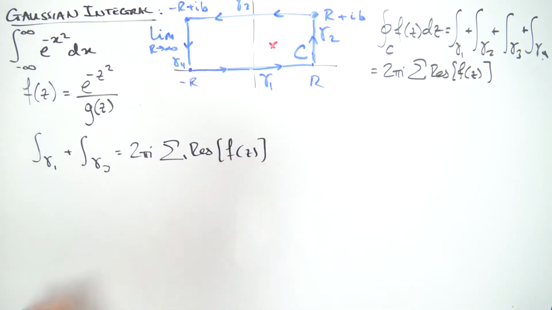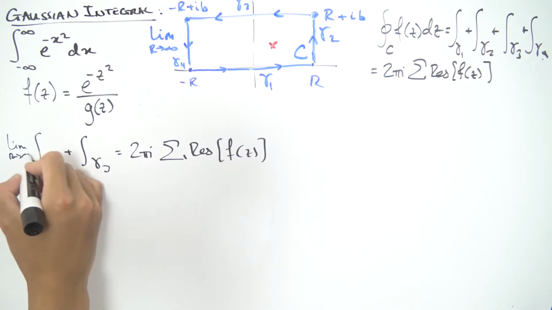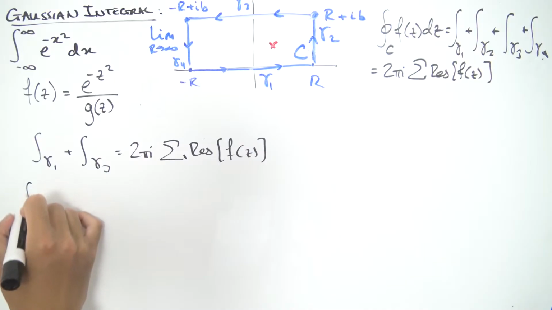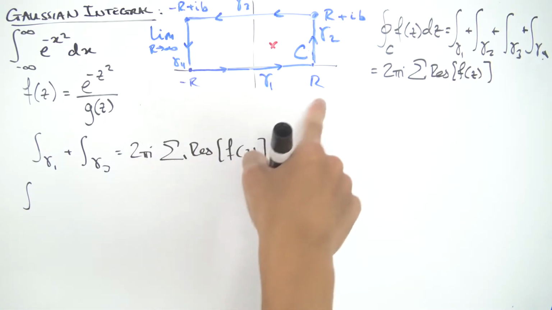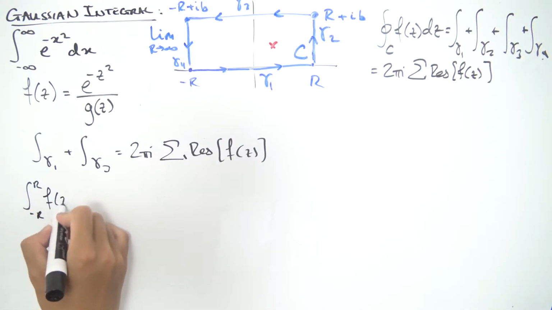And technically there should be a limit as r approaches infinity out here. And obviously we're integrating our function f of z. So maybe let's try starting to plug our function into these integrals over here. I'm just going to drop the limit for now. We're just going to assume we're taking the limit. So this is going to give us the integral, now we're starting from minus r, going up to r, so minus r to r of f of z dz.